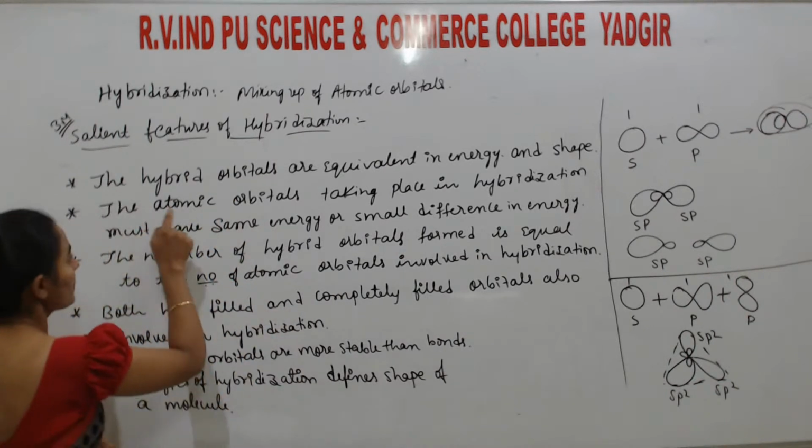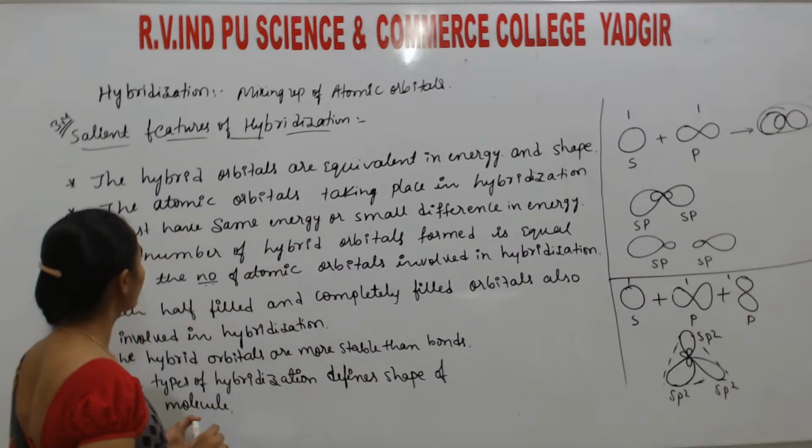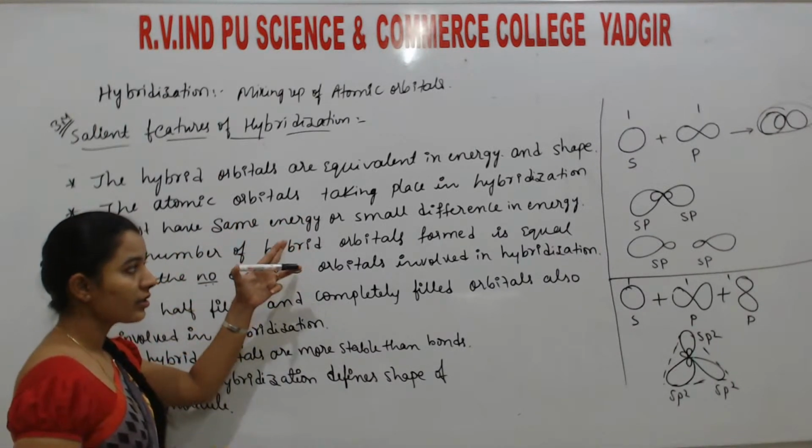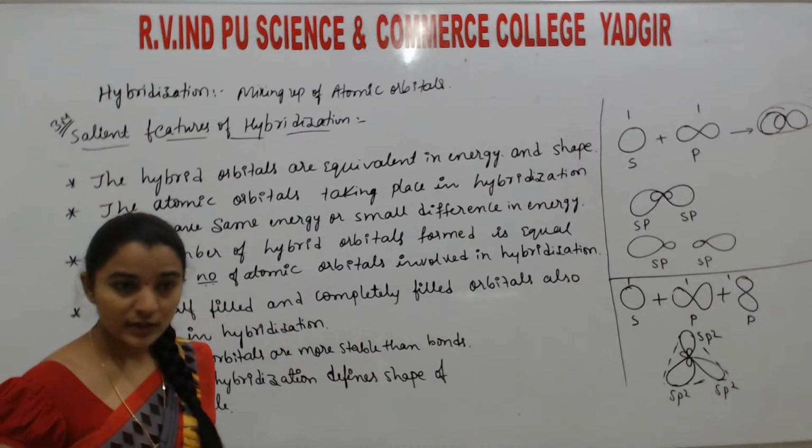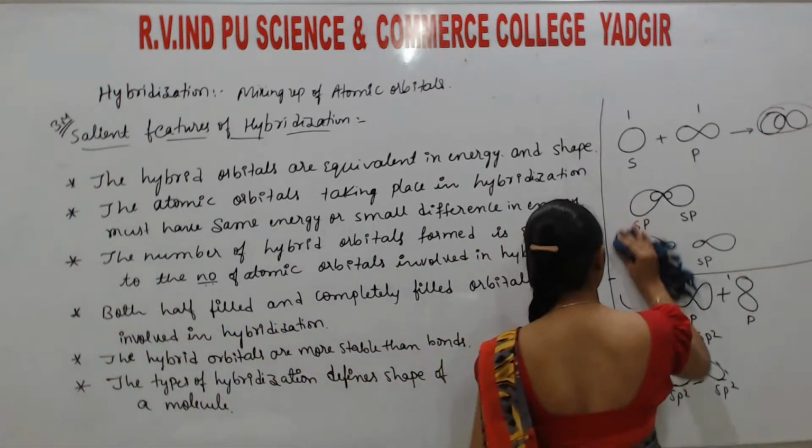The next one is that the atomic orbitals taking part in hybridization must have the same energy or a small difference in energy. So how do you explain this?